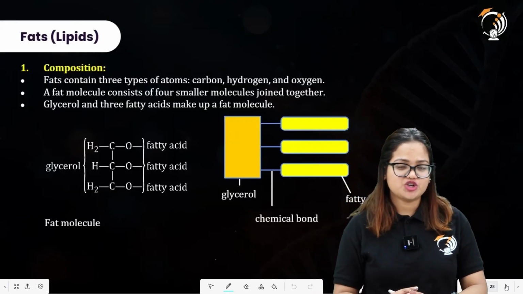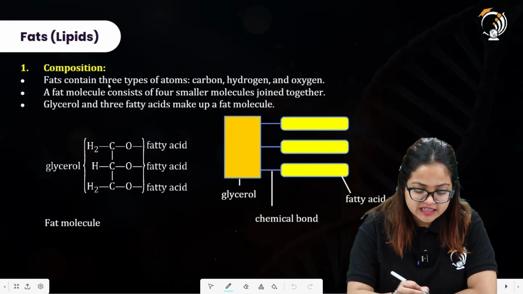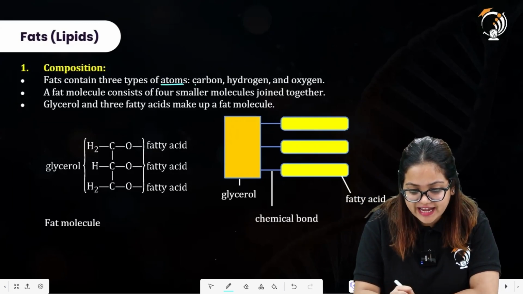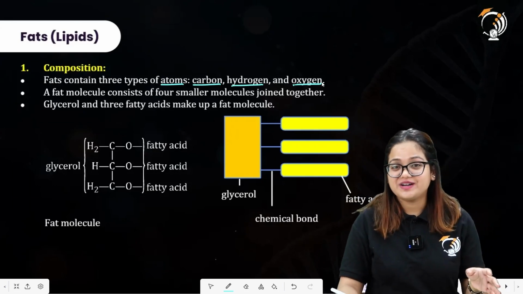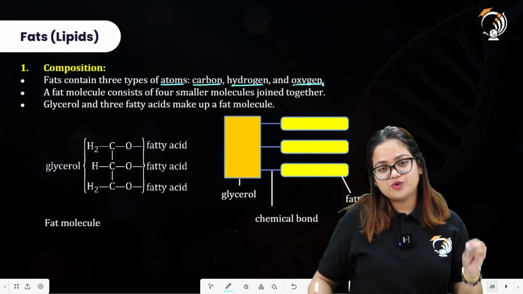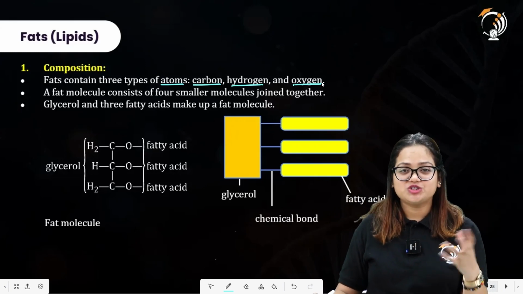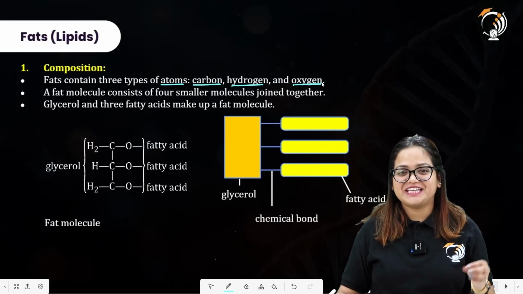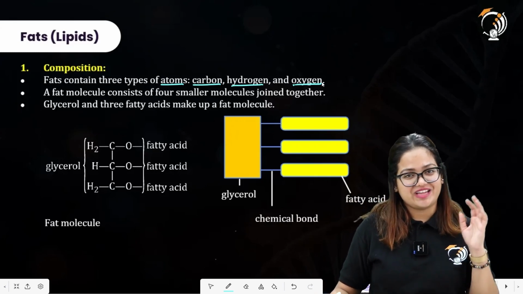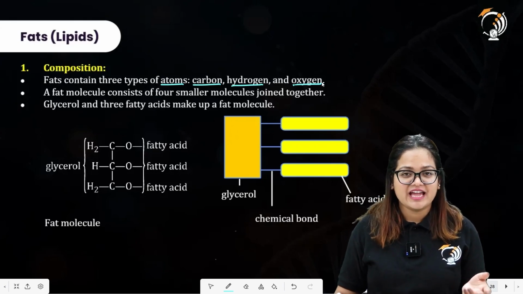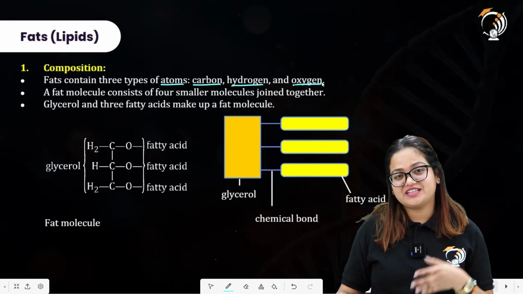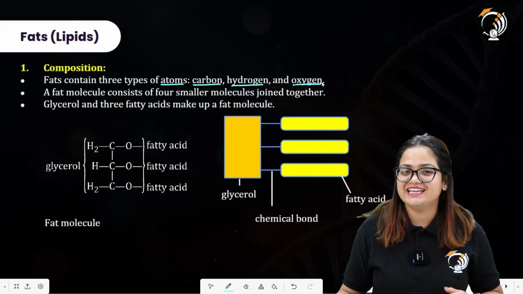What is the composition of fat? So a fat contains three types of atoms. It has carbon, hydrogen, and oxygen. As we have discussed earlier, the food components are biological molecules, and all of these will contain carbon as an element. We discussed the carbohydrate, it had carbon as an element, and we are talking about the fat here, it is also having carbon as an element.